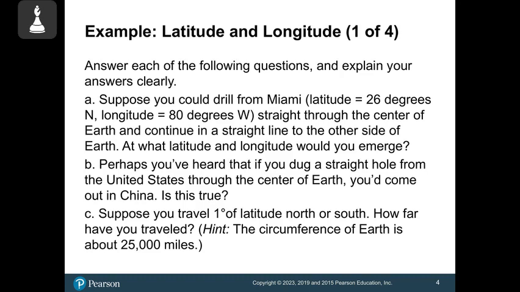Question B, perhaps you've heard that if you dug a straight hole from the United States through the center of the Earth, you'd come out at China. Is this true? Suppose you travel 1 degree of latitude north or south. How far have you actually traveled if the circumference of the Earth is about 25,000 miles?